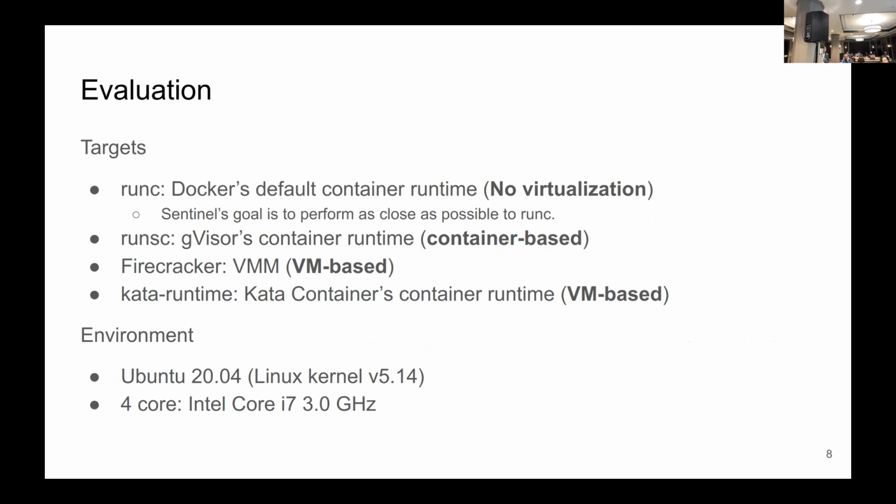We now move on to the evaluation section. Our targets are these four. The first one is runC, which is Docker's default container runtime. The second one is runSC, gVisor's runtime. The third one is Firecracker, and the fourth one is Kata runtime, which is Kata Containers' runtime. runSC, Firecracker, and Kata runtime provide virtualization functionality to securely execute the application, but runC does not. So Sentinel's goal is to perform as close as possible to runC and beat all three other architectures.